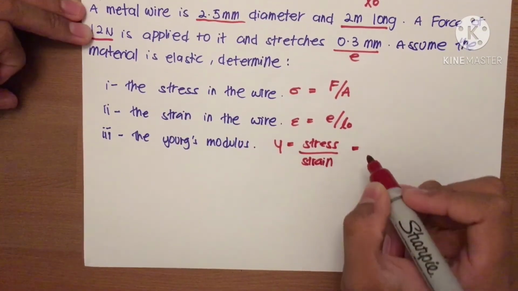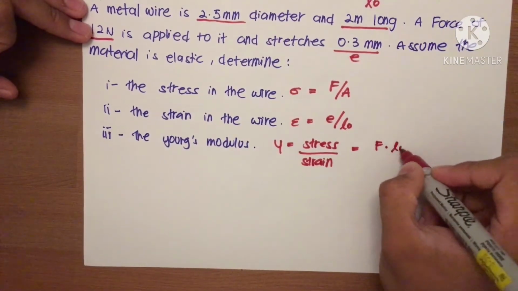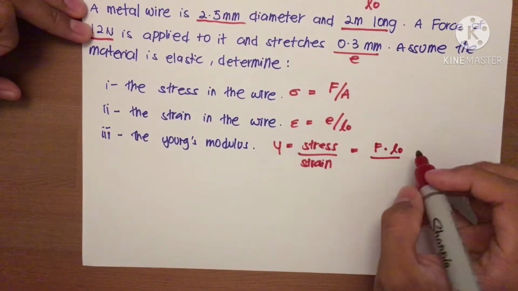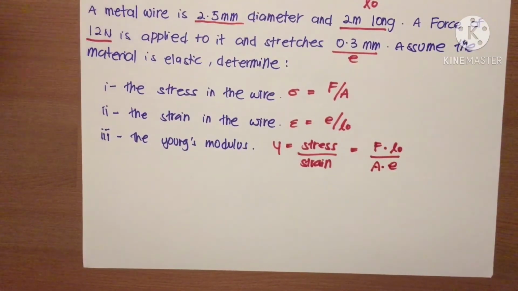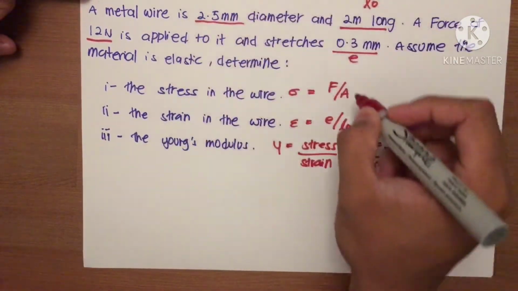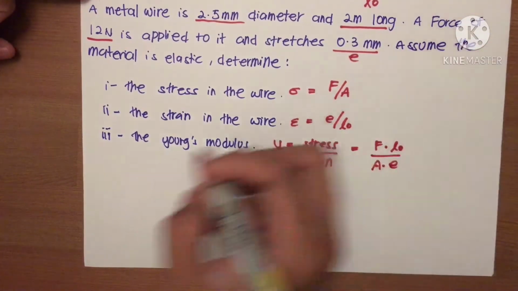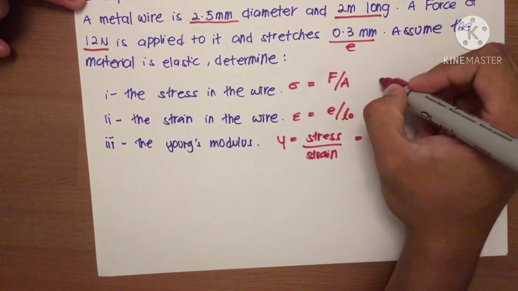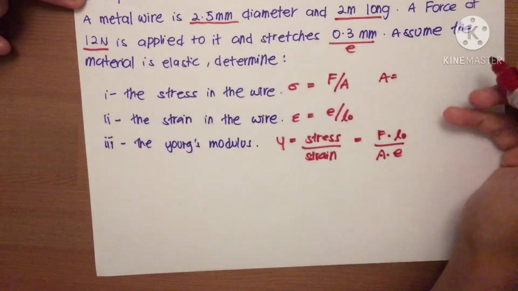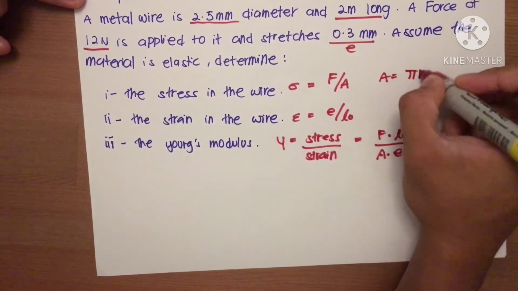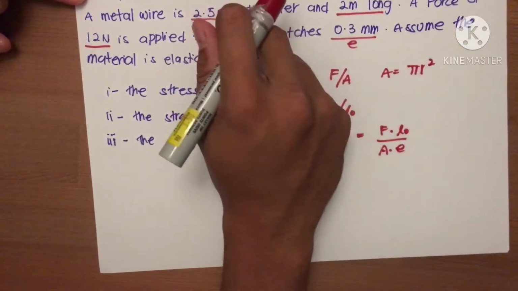Or you can say, after we multiply everything, it's F times the actual length divided by the area times the elongation. Right now at the moment we don't have A yet, we don't have the cross section area yet. Because it's a metal wire, the cross section is a circle, so A is equal to pi r squared.